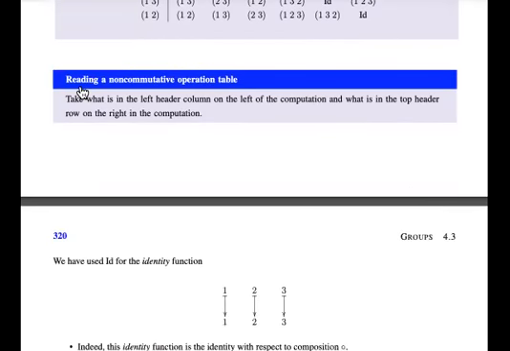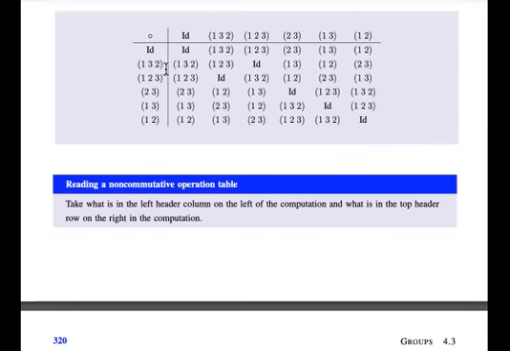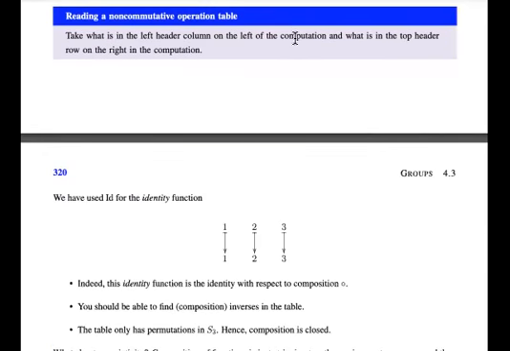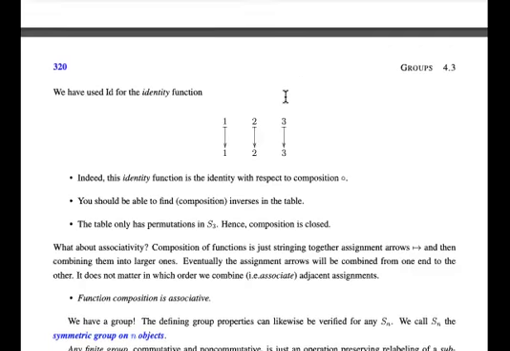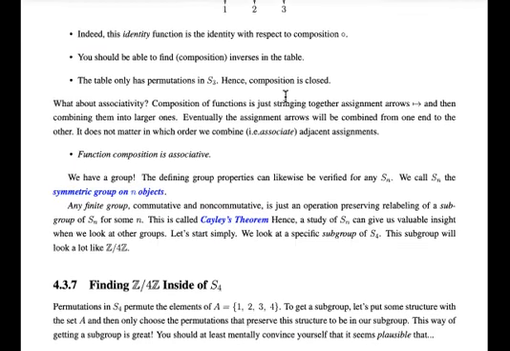So here, just a little tidbit on reading this table. We go on the left. So in order, we do this. We take what's on the left, of the computation, and what is the top header row on the right in the computation. So 1, 3, 2, and 2, 3, or something like that. In order, with this composition, write this one on the left, write that one on the right.